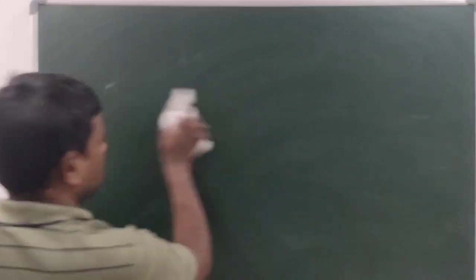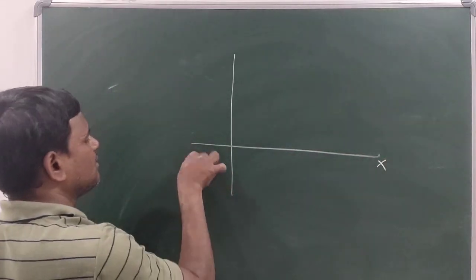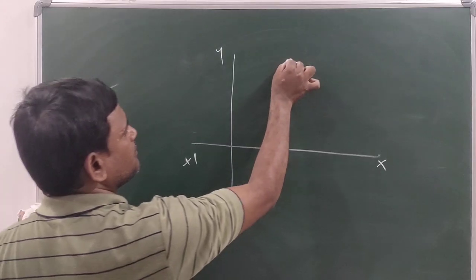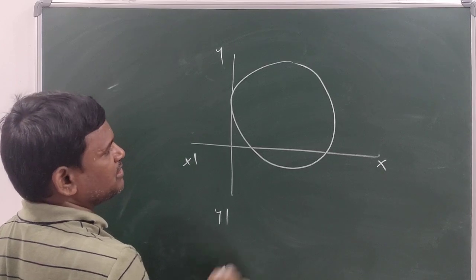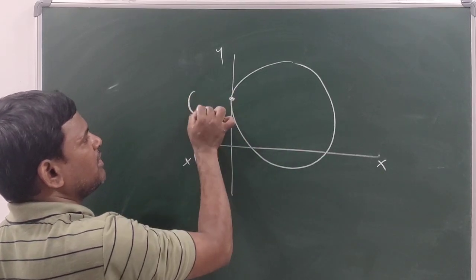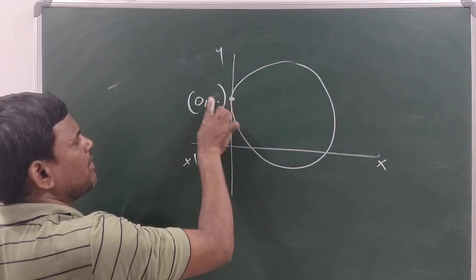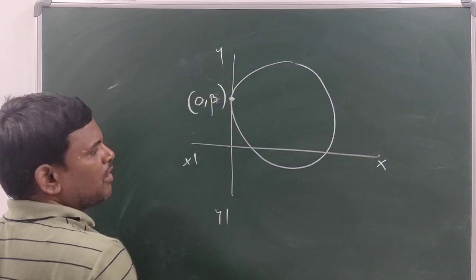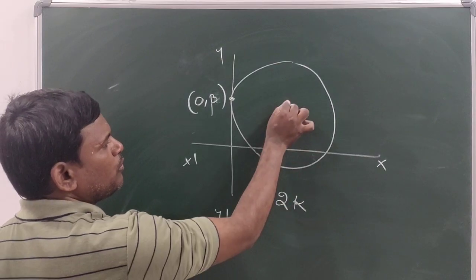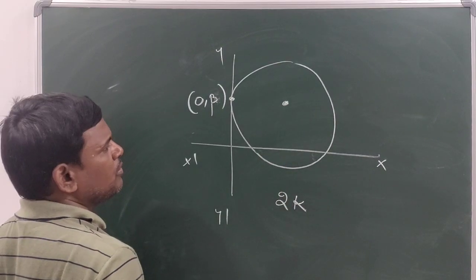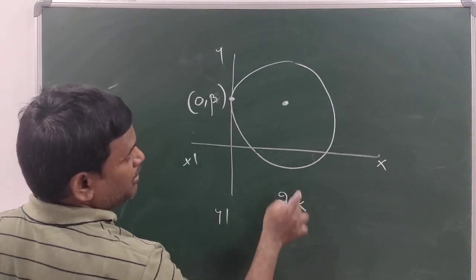Next, the same model of question, but now the circle is making an x-intercept and touching the y-axis. Touching the y-axis and making an x-intercept of 2k units. Touching the y-axis at 0, alpha or beta you can take, no problem, beta. And making how much x-intercept? 2k units. So here what you have to do first is identify the center. How? Students, see here. Here 2k units. Drop a perpendicular.